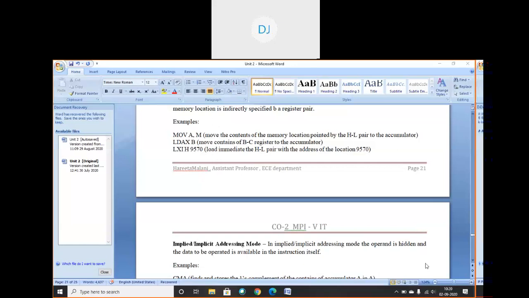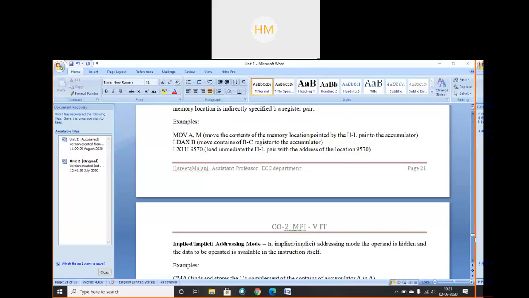Whose mic is on? Please mute your mic. If you have any query, you can raise your hands or write in the chat box. Take the permission, then you can speak. Otherwise it disturbs the class.